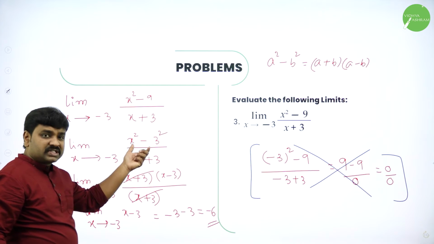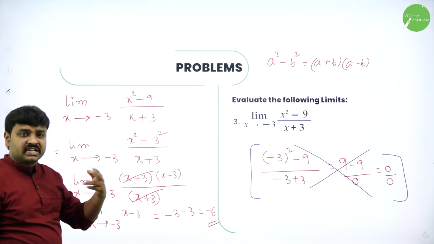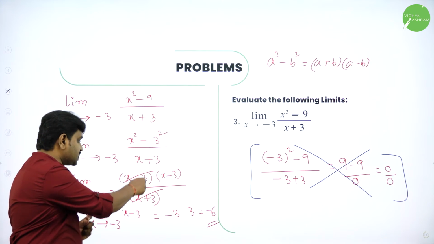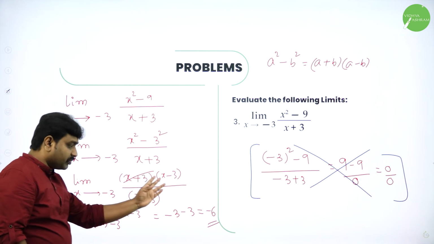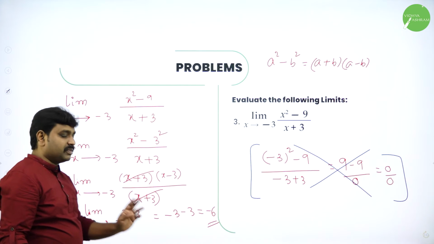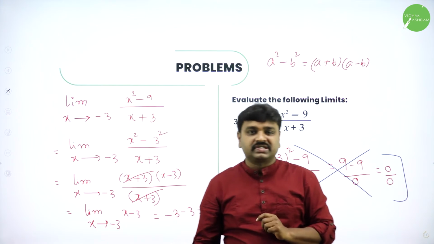Here it was x square minus 3 square. I wrote it as x plus 3 into x minus 3 because a square minus b square can be written as a plus b into a minus b. Then I can cancel x plus 3, x plus 3. Now I am left with x minus 3. In the place of x I will put minus 3, so it will become minus 3 minus 3. Minus 3 minus 3 is what? Minus 6. I hope all of you understood this.